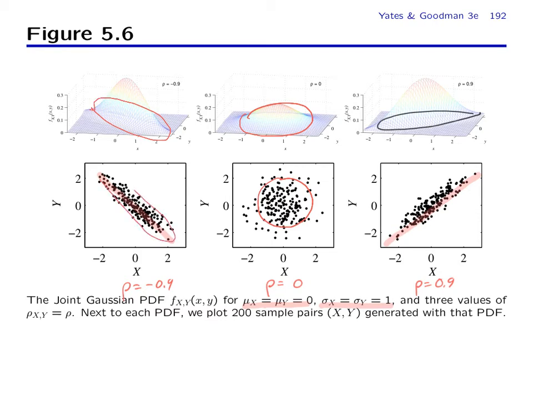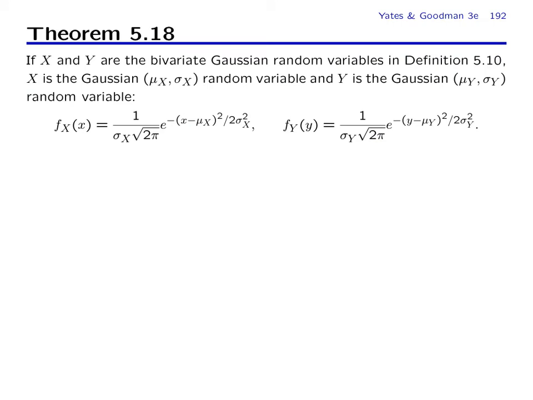And once again, the sample points are concentrated along that line that runs right down the middle of the ridge. So this complicated bivariate Gaussian PDF has a lot of special cases and a lot of facts associated with them.